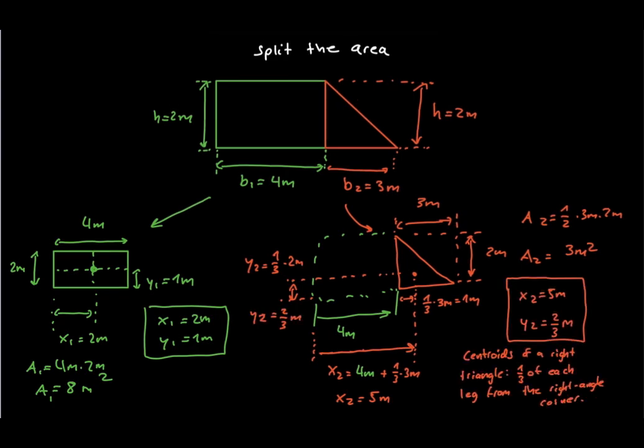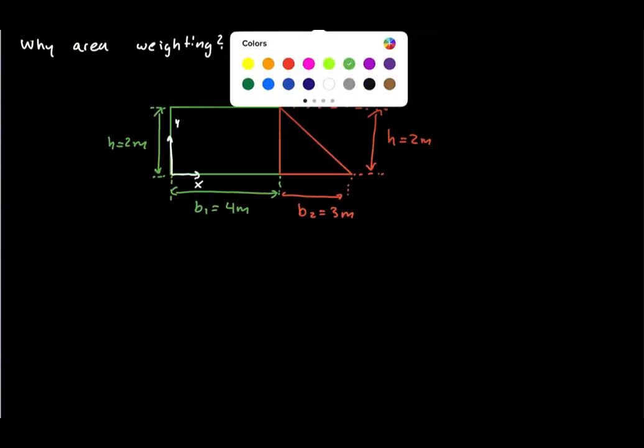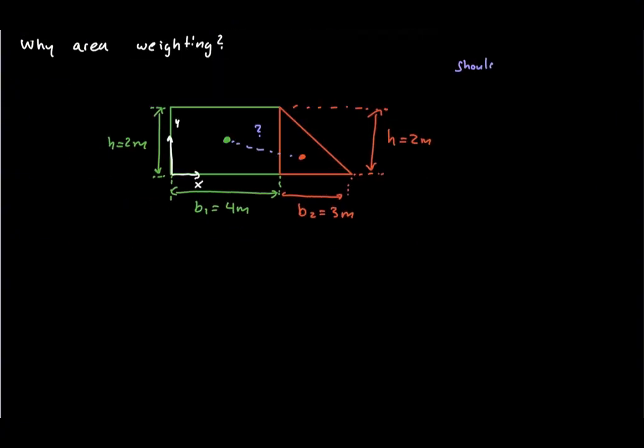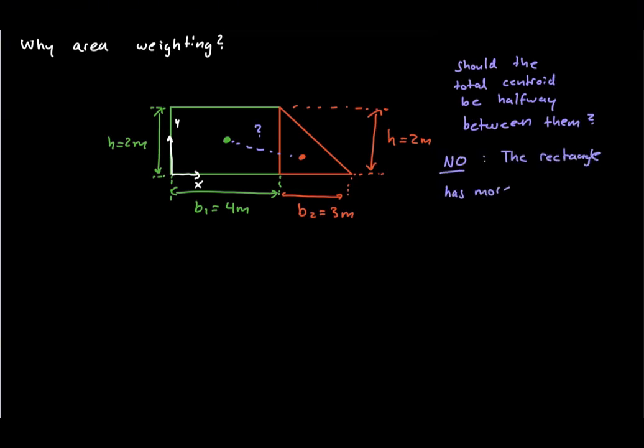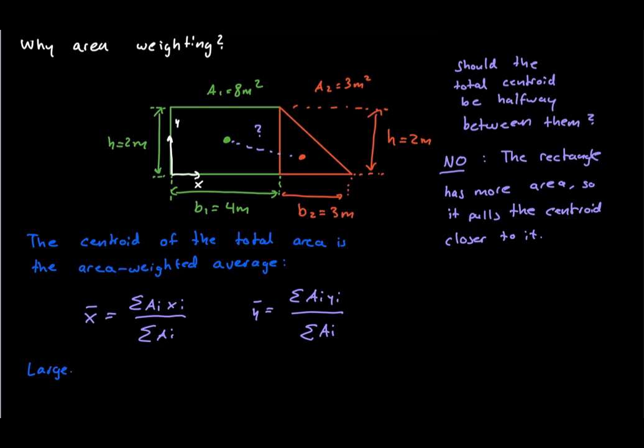Now we need to combine the two shapes. A common mistake would be to simply take the midpoint between the two individual centroids. But that would ignore the fact that the rectangle has much more area than the triangle. Instead, the total centroid is an area-weighted average. This means that shapes with more area have more influence on the final centroid position.